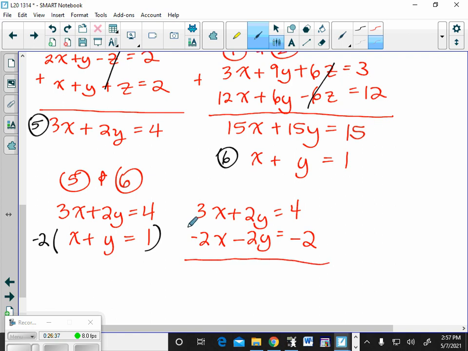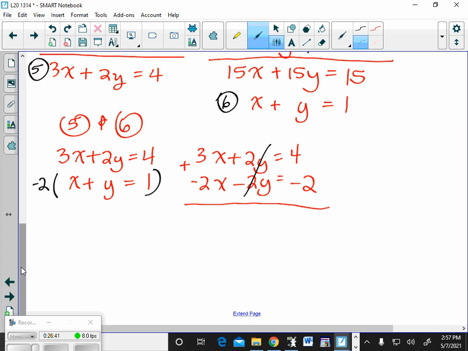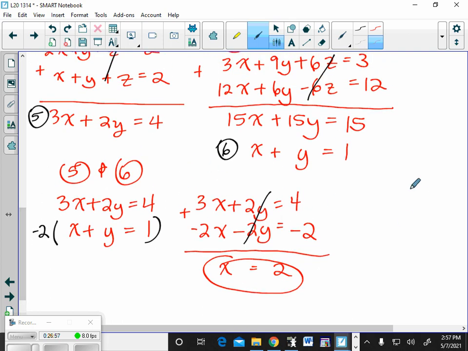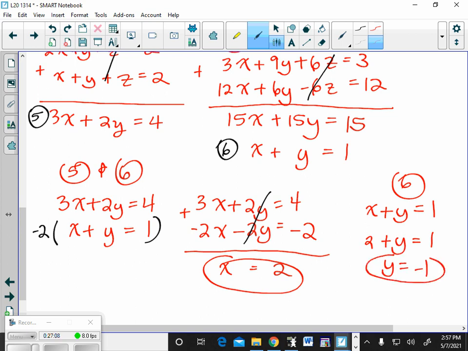So now when we add these together, we see that we've eliminated the y variable. And we end up with 3x minus 2x. Well, that's just x equals 2. So we have our first variable solution. Now, what do you notice? We have equation 6 that says x plus y equals 1. So if x is 2, y is negative 1.